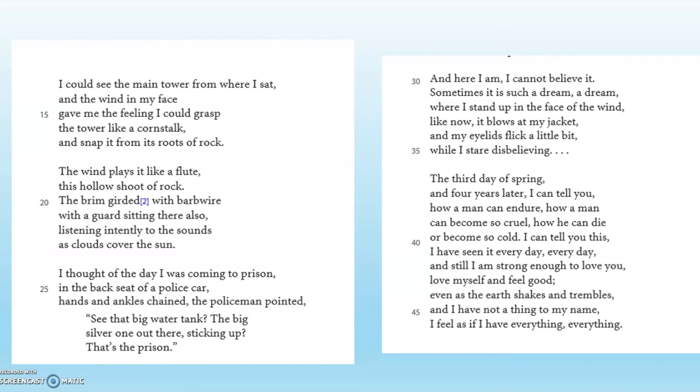Now let's take a look and think about the image of the wind, which is found throughout the poem. How do the wind and the speaker's attitude toward the wind change in stanzas 1 through 4?